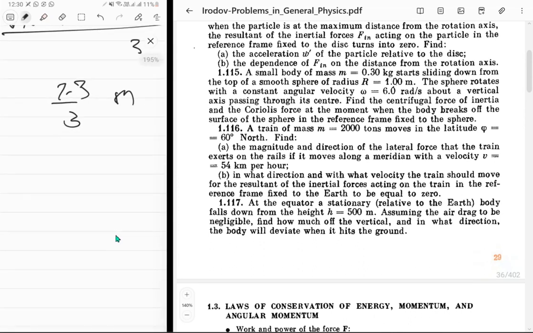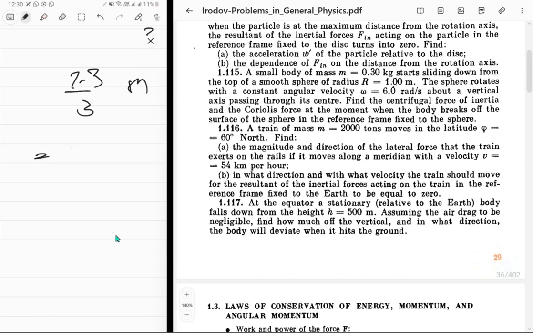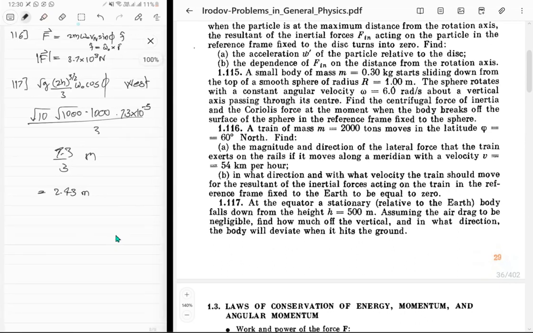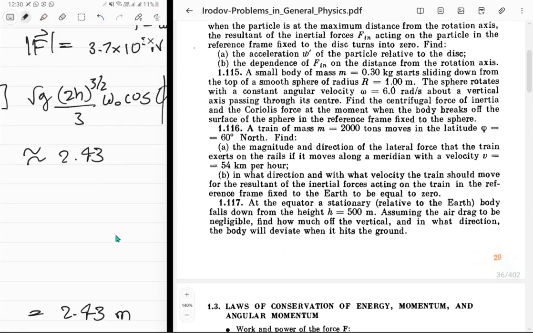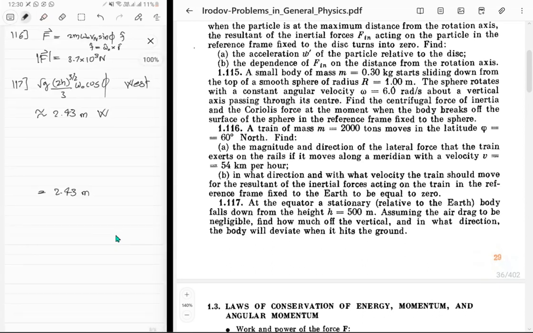Which is 2.433 whatever, so 2.43 meters, that should do it. Oh, okay, that's 7.3, sorry, not 2.3. Yes, this should do it. Which is approximately 2.43 meters west. This is it. So question 117, we did it till that.